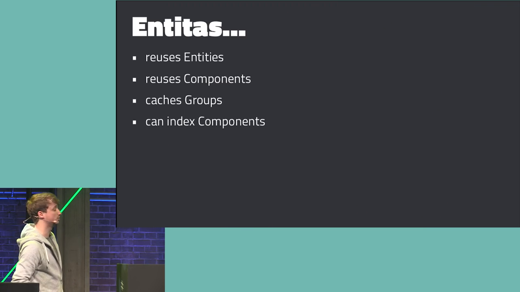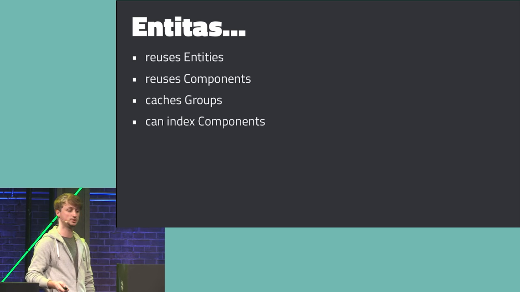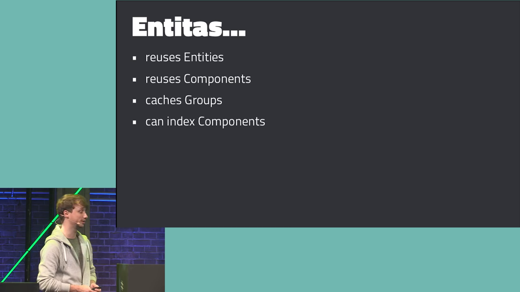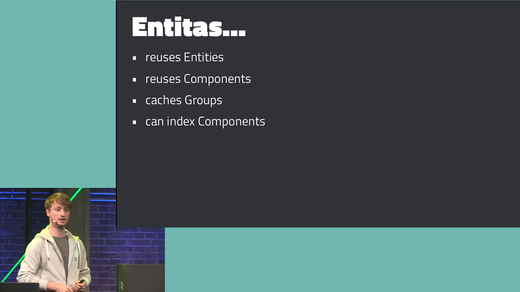Now, Entitas is reusing entities. Destroyed ones can be reused. The same is true for components. Old ones can just be reused, which is pretty nice, so we avoid unnecessary allocations. Also, the groups are cached, and we can do something really nice, which is indexing components.